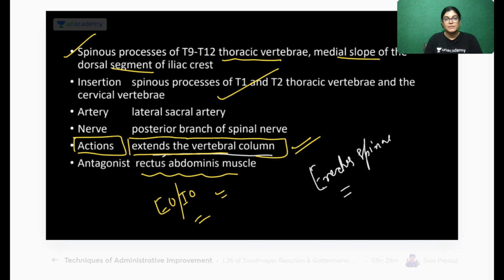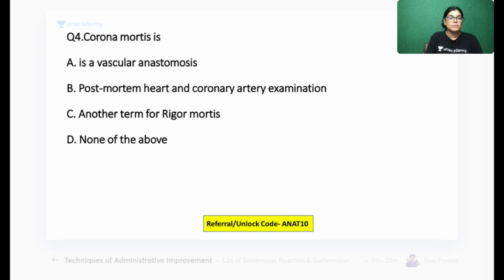Let's move on to the next MCQ, that is MCQ number 4. Corona mortis is... what do you understand by the word corona mortis? Whether it is a vascular anastomosis, whether it is a post-mortem heart and coronary artery examination, another term used for rigor mortis, or none of the above. So we have got 4 options and you have to give me the correct answer. Question number 4, mark the correct answer.